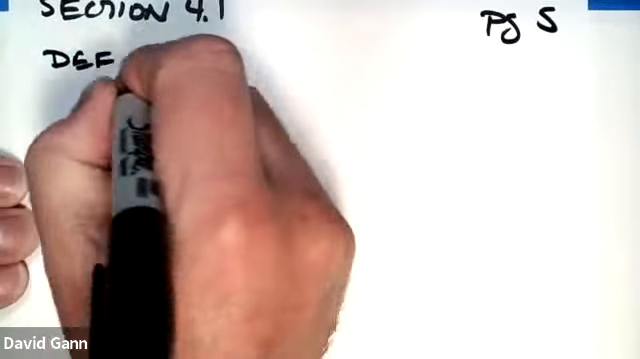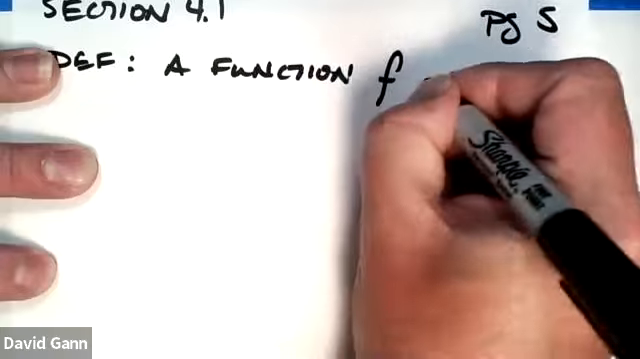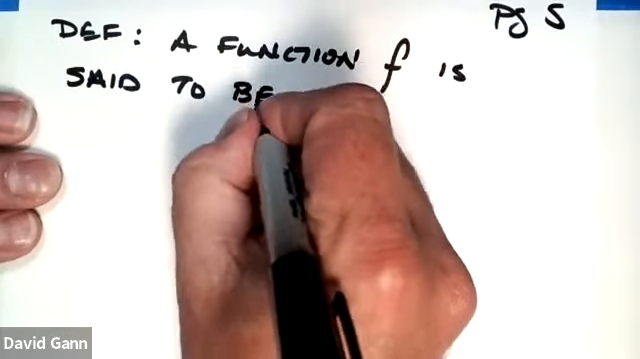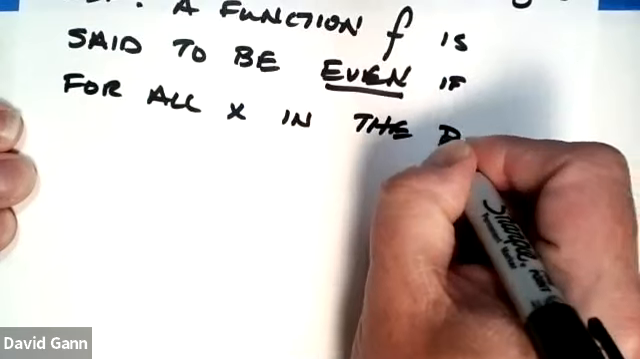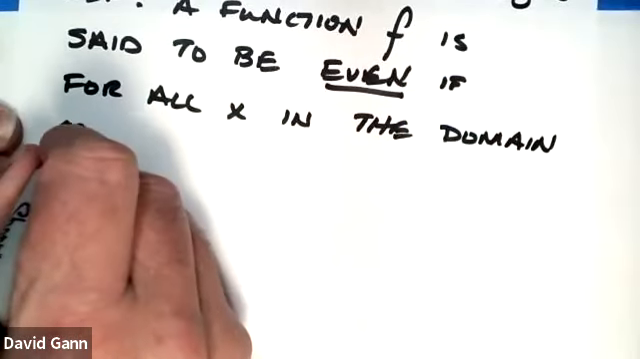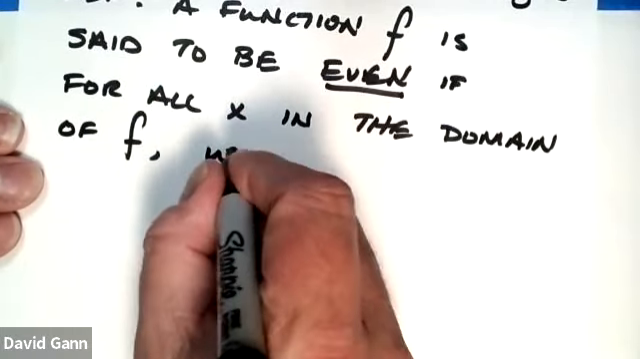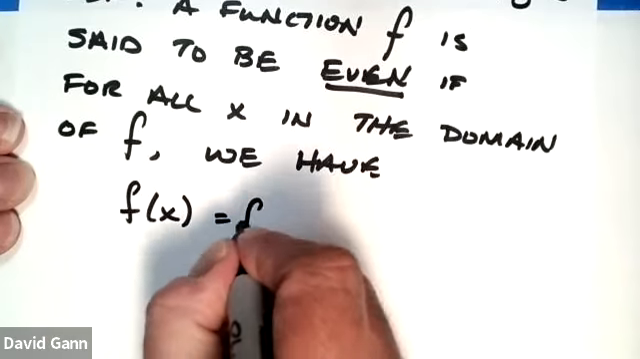Okay, so this is another definition. A function f is said to be even, I think I want to define even first, if for all x in the domain of f we have the following: f of x equal to f of negative x.